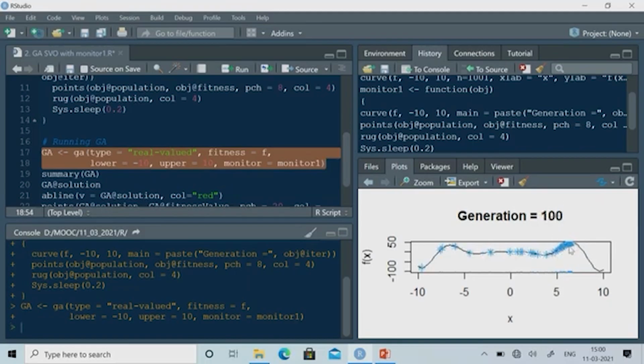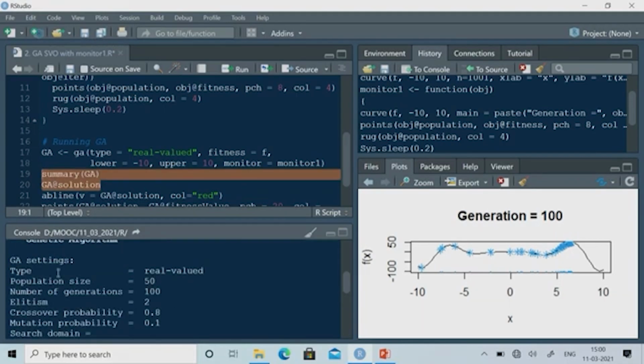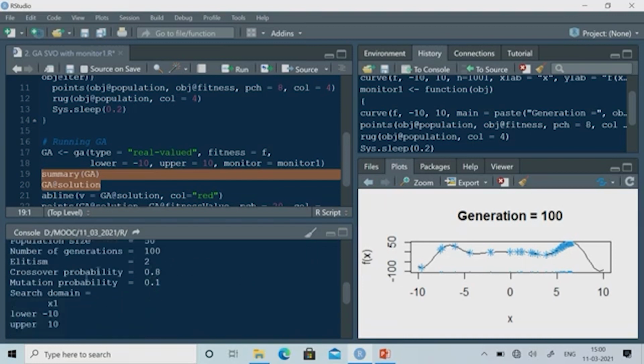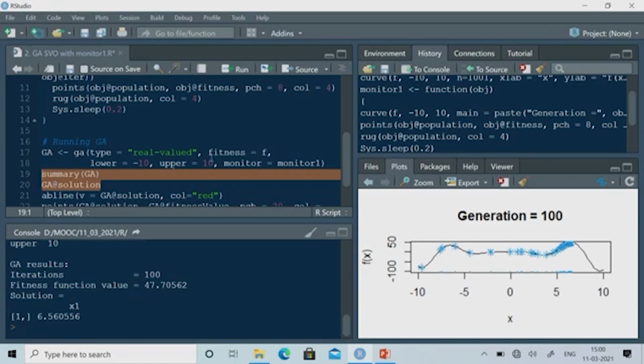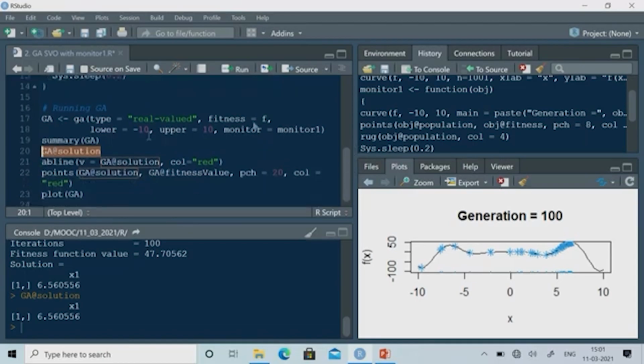Now you just see. This is the solution we got, and I can see that summary. This is the solution we got, 6.560556, and I can see the GA solution. In the summary you can also see the other things. We have used real value, population size 50, number of generations 100. Crossover probability and mutation probability we did not change, so default values have been taken. Finally you got the solution, and in the GA solution you can see what is the best solution you got, and the solution is 6.560556.